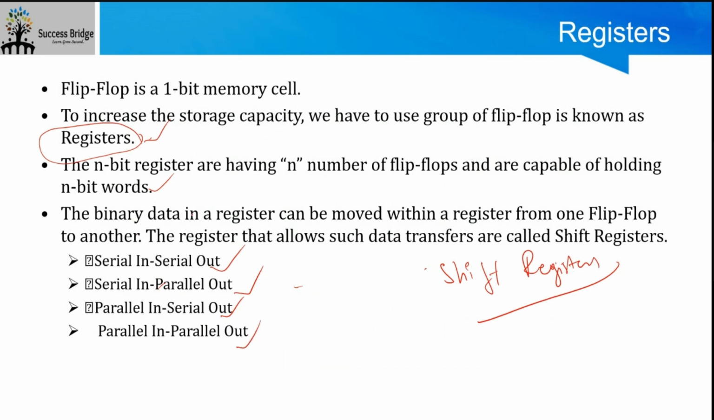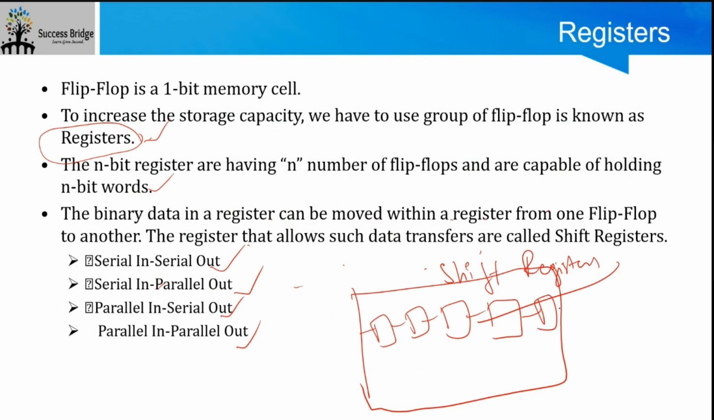So the binary data in a register can be moved within a register from one flip-flop to another flip-flop, in a serial connection, which will allow the register to transfer the data from one flop to another flop. So let's say this is your circuit, and you have a sequence of flip-flops connected back to back. This is your primary input port and this is your primary output port. How many flops do you have? 5 flops. So 5 bits of data you have given and you collected 5 bits of data here.